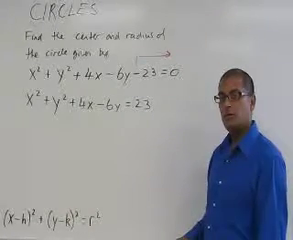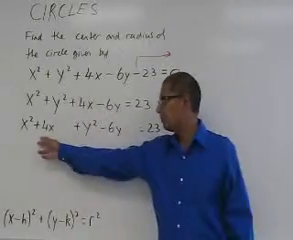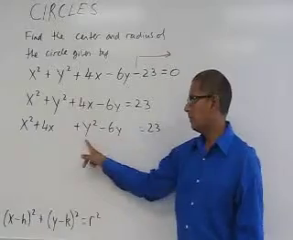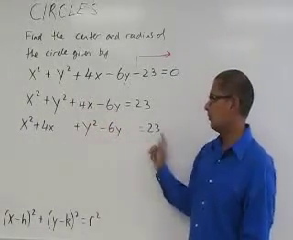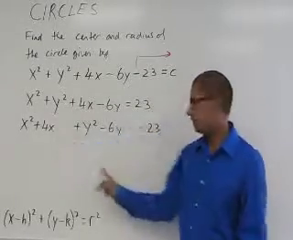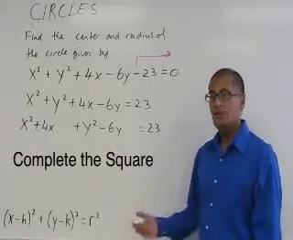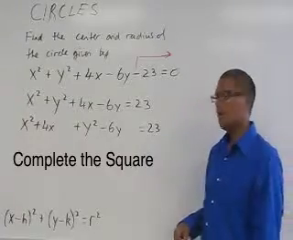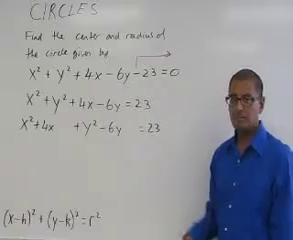So the first thing to do is actually group your x's and group your y's. So we have x squared plus 4x, so I put the 4x next to the x squared, plus y squared minus 6y equals 23. You notice there's a space I've left after this 4x and this 6y, because we're going to do what's called complete the square. Because we want something squared here.